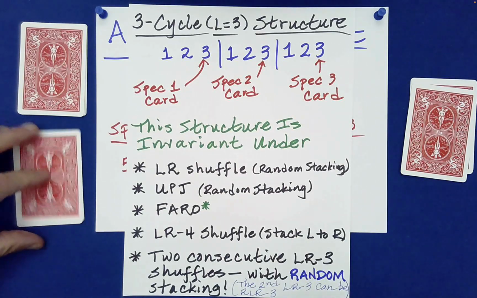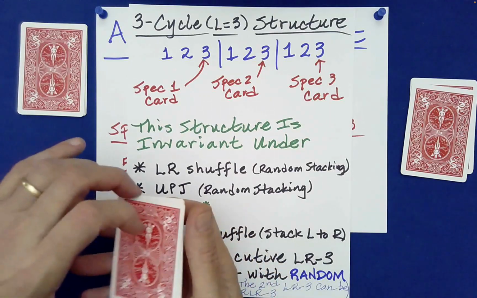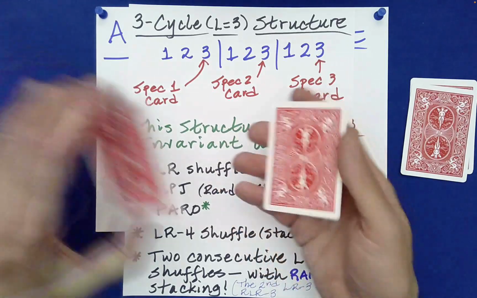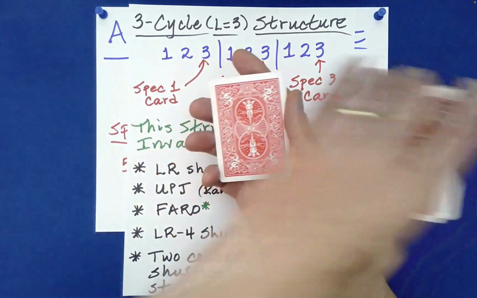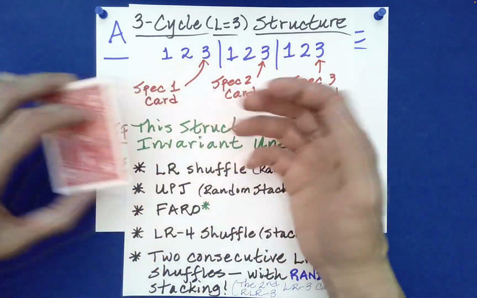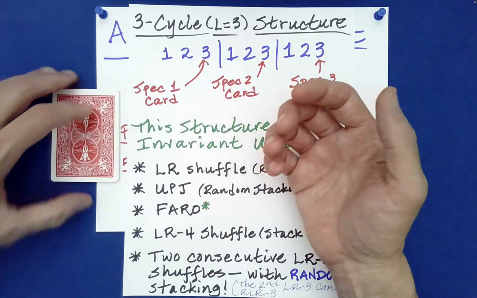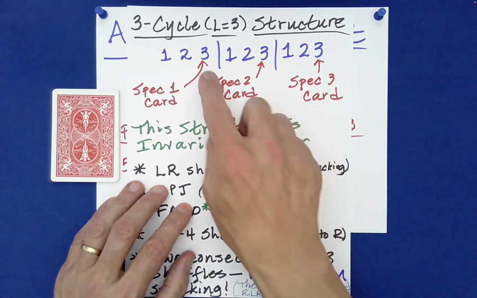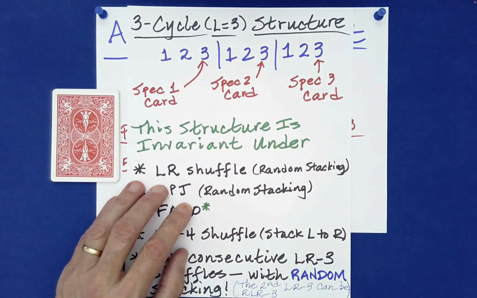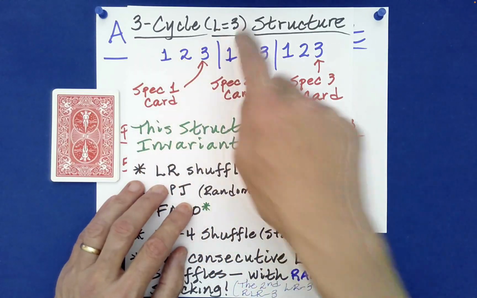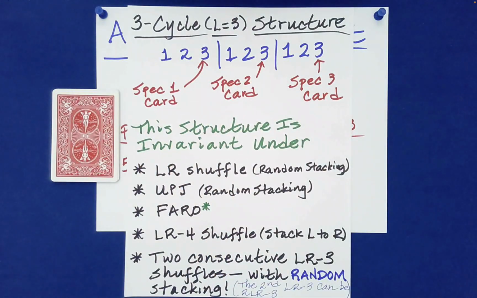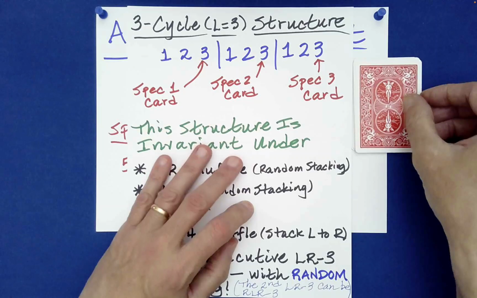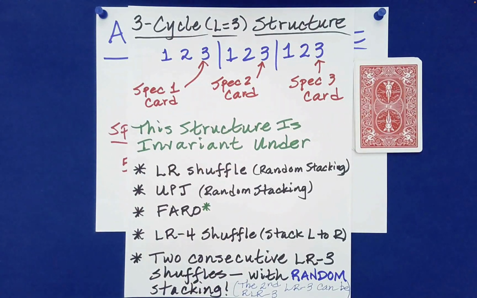Now, when we stack these, the important thing is it doesn't matter how we stack these. Remember, spectator cards are on the bottom, so you can have the spectators decide how these are stacked. Well, no matter how those sets of 3 are stacked, it's technically a cyclic construction relative to the location of their cards. In other words, it's a 3 cycle with cycle length 3. Now, this kind of structure is invariant under the following mixing procedures, as well as others, of course.